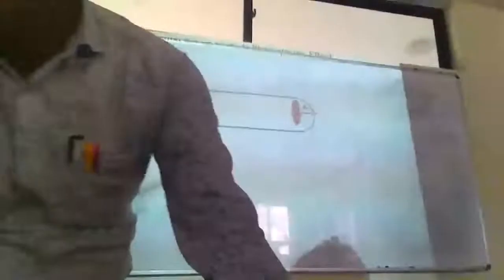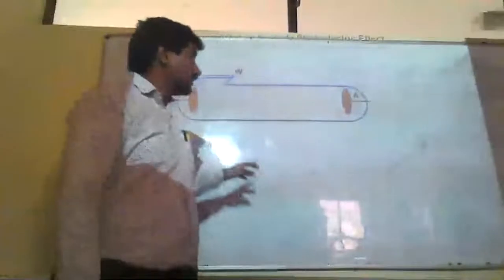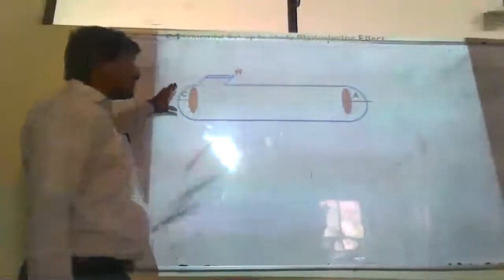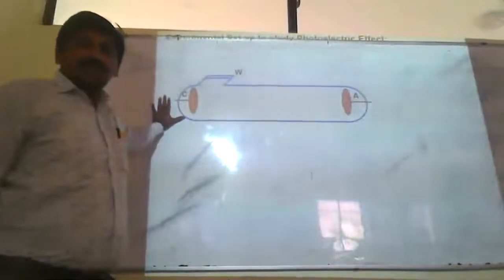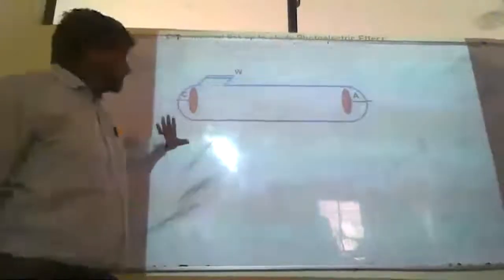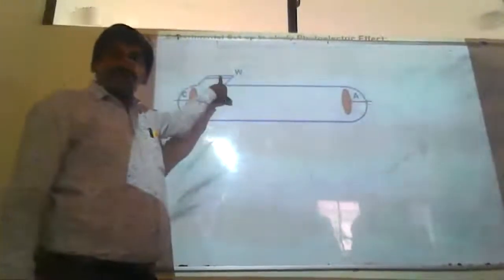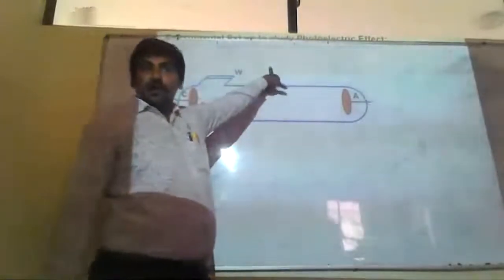Now you can see here. This is an evacuated glass tube, with the photoelectric effect. In this, there is a quartz window. Through this quartz window, I am allowing the light to fall.